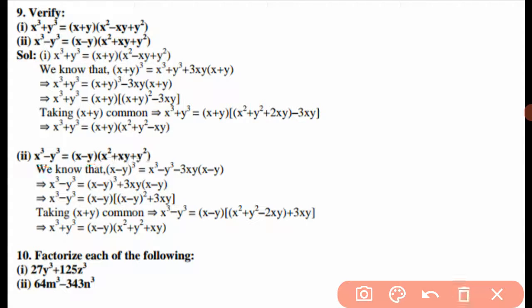In this also we know that x minus y whole cube equals x cube minus y cube minus 3xy in bracket x minus y. So from here we can find the value of x cube minus y cube, that is equals to x minus y whole cube plus 3xy in bracket x minus y. Now we can take x minus y common, so it will be x minus y into x minus y whole square plus 3xy. By solving it, it will be x minus y into x square plus y square minus 2xy plus 3xy. So x cube minus y cube equals x minus y into x square plus y square plus xy.